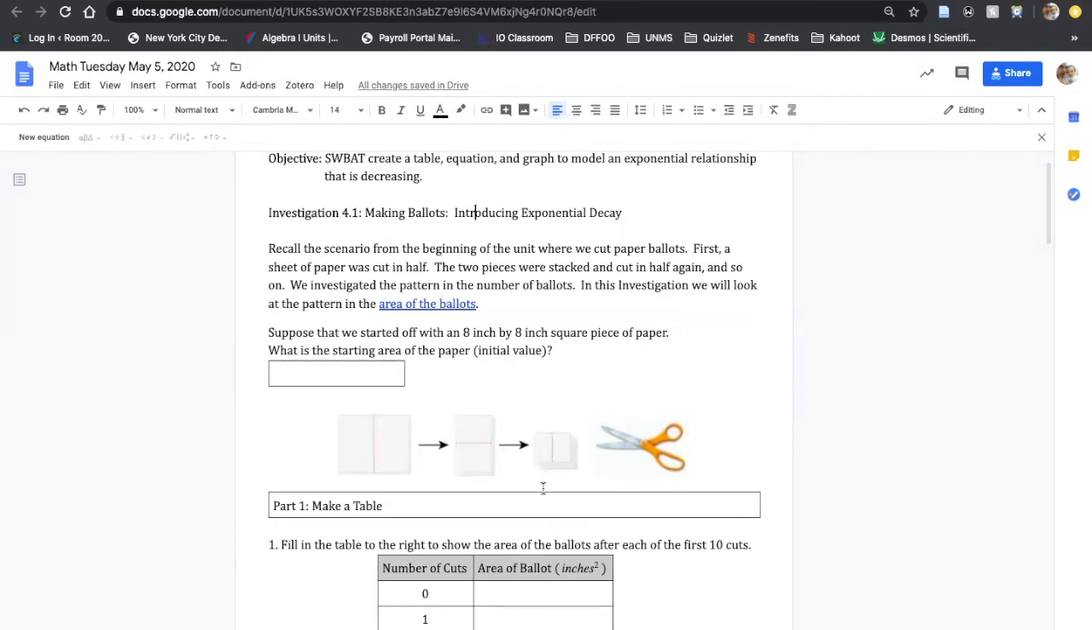So we're looking at an example today. We're revisiting that, except now instead of thinking about how many pieces of paper we have, we're thinking about each individual ballot that is cut. What is the area of each of those ballots?